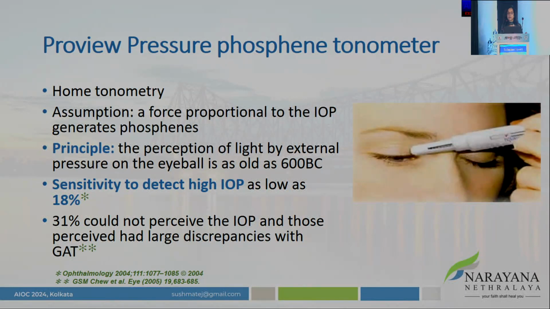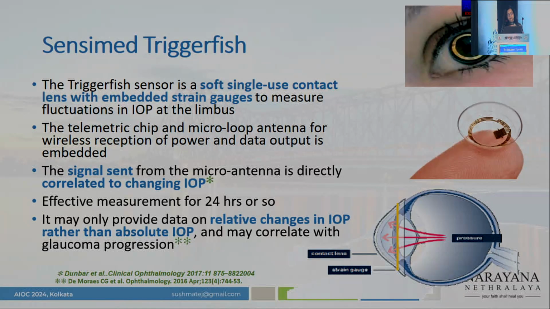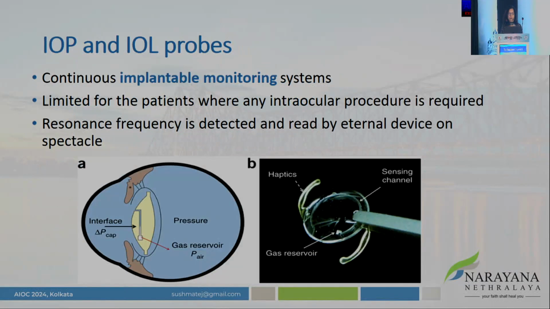Phosphene tonometer, self-tonometry, but its sensitivity to detect is very low, so not very popular. Triggerfish was a contact lens embedded with strain gauges to measure the elasticity in the limbus due to change in the intraocular pressure. But it tells you about the relative changes of intraocular pressure and not the absolute intraocular pressure, considered to be good for 24 hours, but not so popular still.